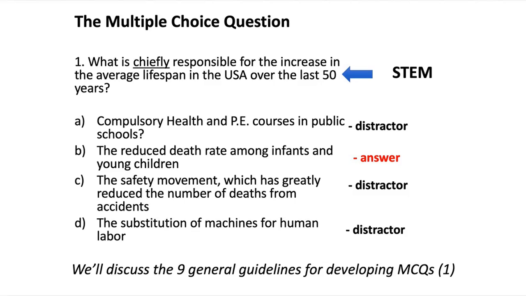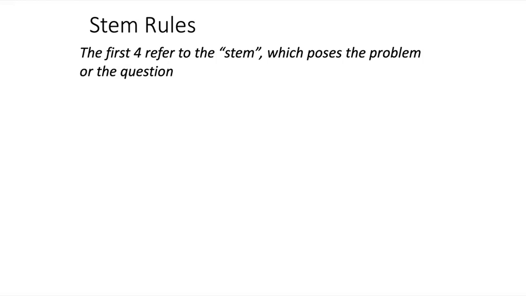So there's two parts, obviously, to a multiple choice question. There's the stem, which is the first part where there's a statement of some kind, and then there are options, and within these options there is a correct answer and multiple distractors. So we're going to think about 9 general guidelines for developing good questions, and at the end I'll give you just a few references if you would like to look into any of this in more detail.